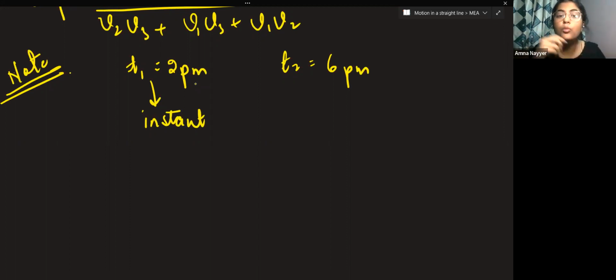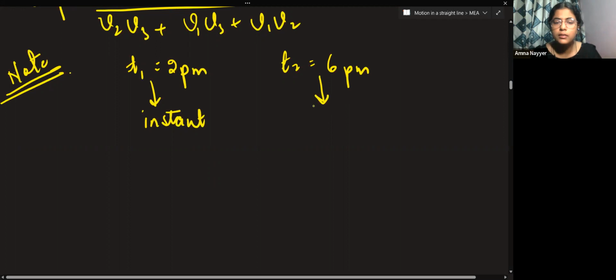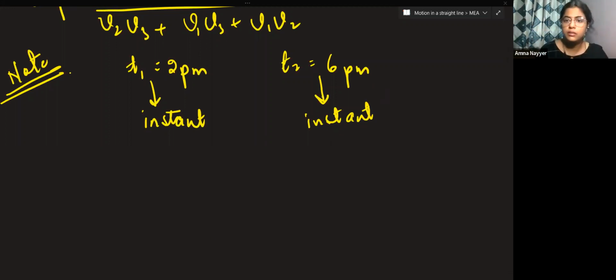If I am asking you what is the time at this particular instant, we call it a specific moment of time. So that is an instant. This is also an instant, 6 p.m. But if I ask you what is the time interval between them? This was instant time. Now what is the time interval? That is from 2 p.m. to 6 p.m.